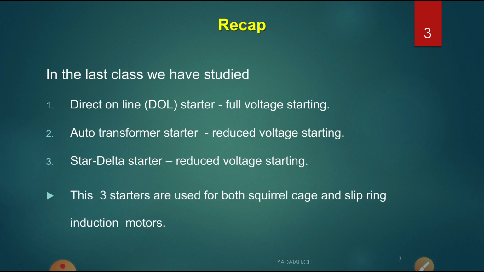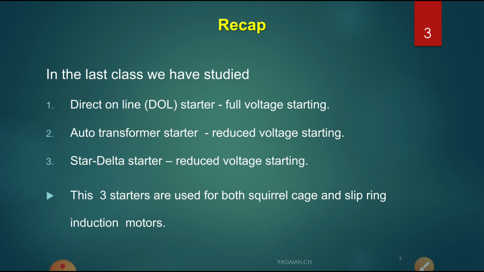These 3 starters are used for both squirrel cage as well as slip ring induction motors, from the stator side control. Whereas we are going to control starting current or voltage with the help of the rotor side, that is only possible with our slip ring induction motor. In this class, we are going to study how we are going to control the stator current with the help of rotor resistance.